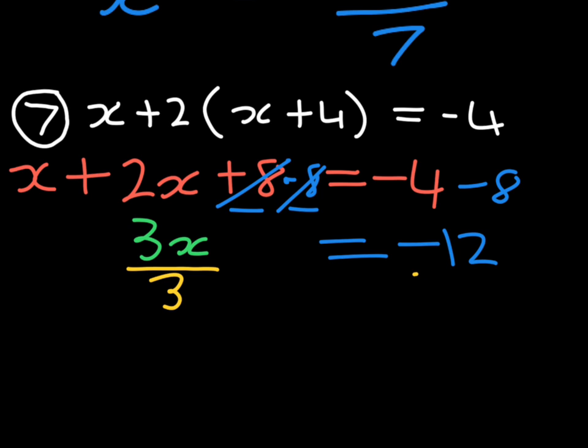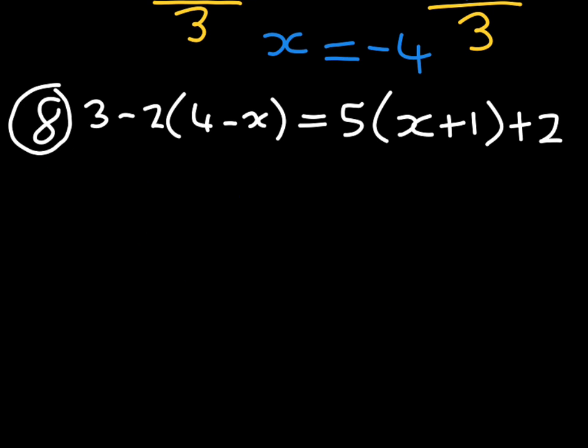We'll then do the same thing to the right-hand side and divide that by 3. Therefore, when we divide 3x by 3, we will get x, and when we divide minus 12 by 3, we'll be left with minus 4. Therefore, x equals minus 4 is our answer to question number 7.